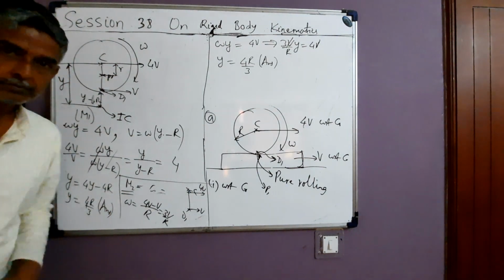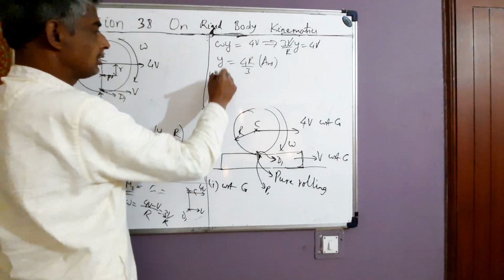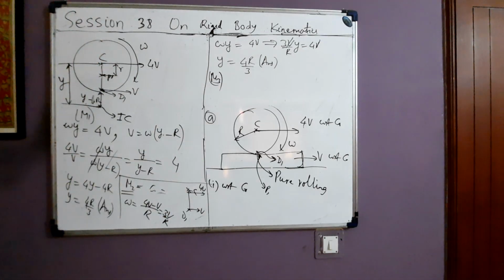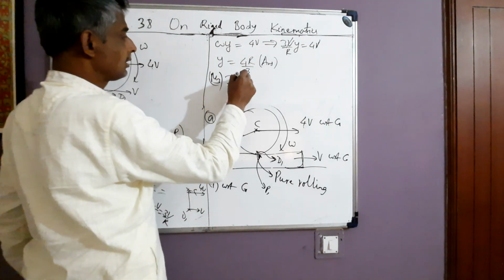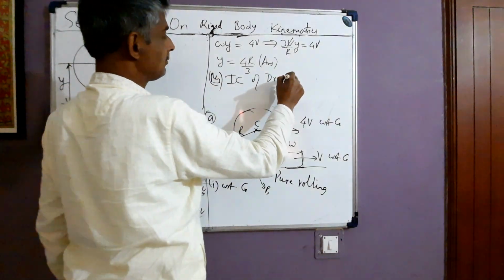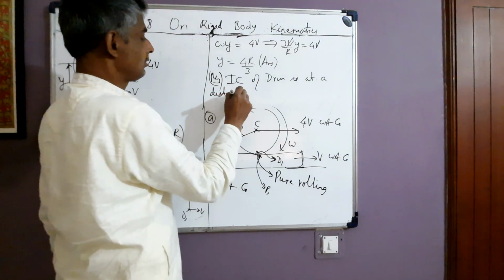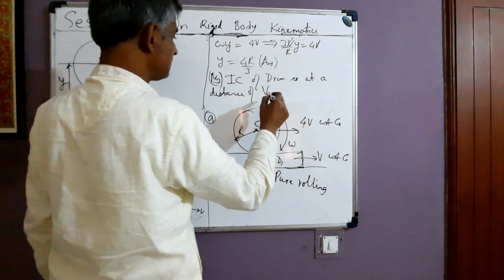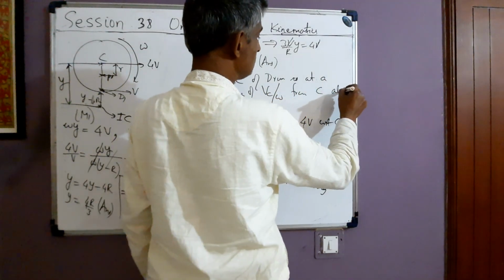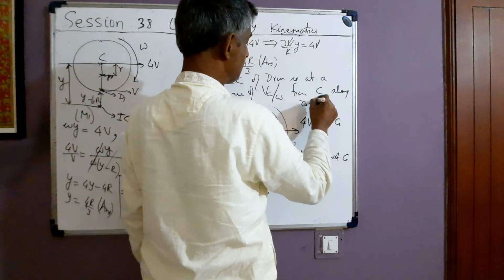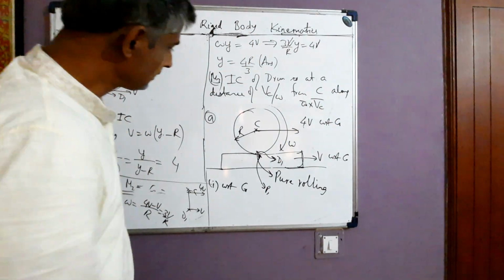Alright. This we can solve by one more method, method 3 also. How do we solve it by method 3? We solve it in this way. The IC of the drum is at a distance of Vc by omega from C along the direction omega cross Vc. Along the direction what? Omega cross Vc.